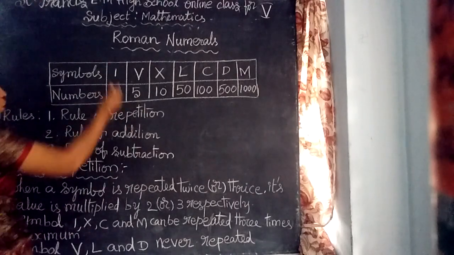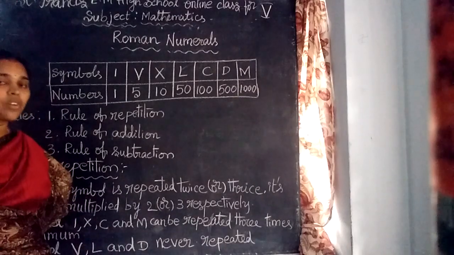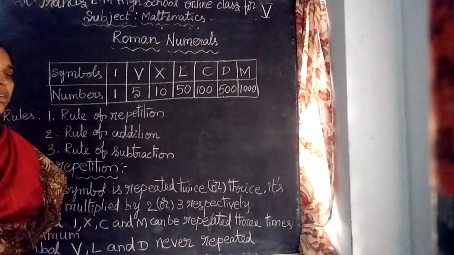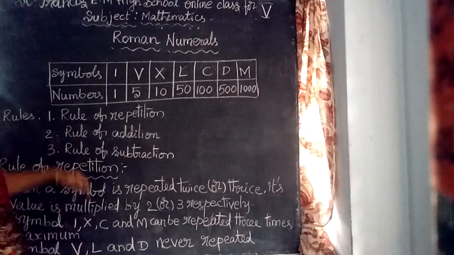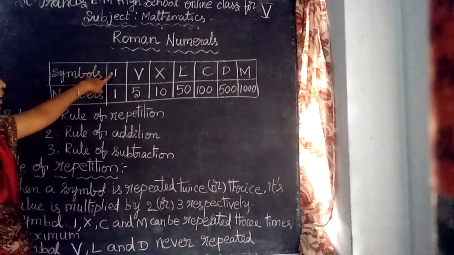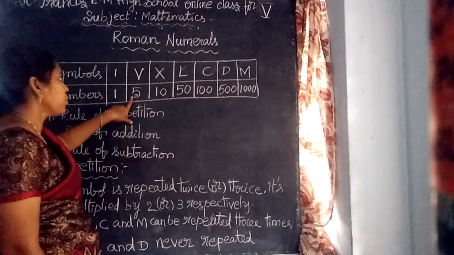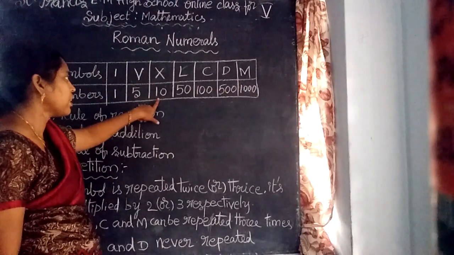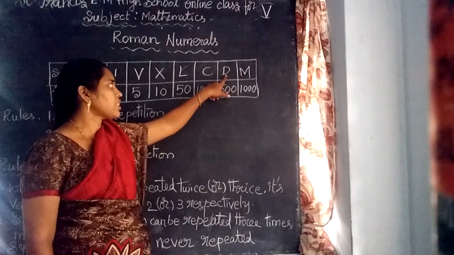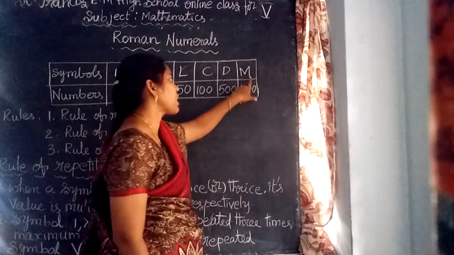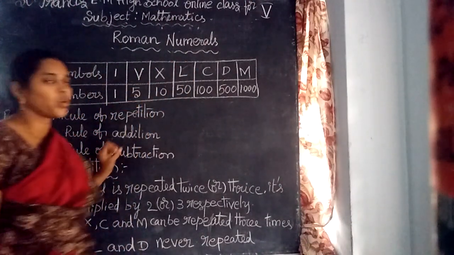Today's topic, Roman numerals. In Roman numerals, they use 7 symbols to write numbers. Let us see what those symbols are. This is symbol I. I stands for 1, V stands for 5, X stands for 10, L stands for 50, C stands for 100, D stands for 500, M stands for 1000. These are the 7 symbols they use to write numbers.